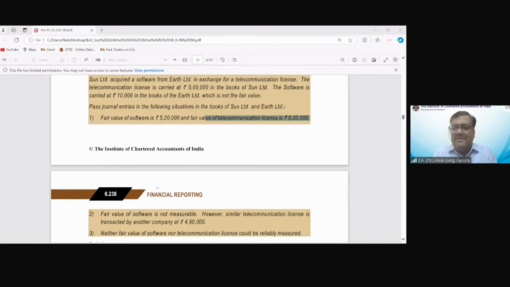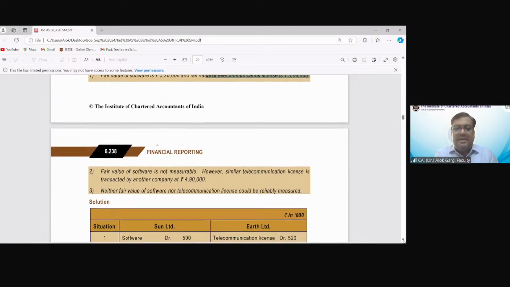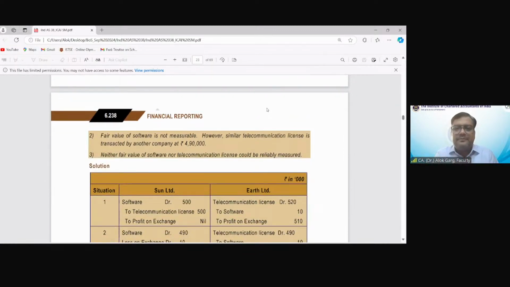Do all of you agree with me? Yes. Okay. Situation number 2. Fair value of the asset acquired, the software, is not measurable. However, a similar telecom license is transacted by another company at 4,90,000. That means the fair value of the asset given up is there, because a similar telecom license was transacted by some other company at 4,90,000. It means the market price is there.